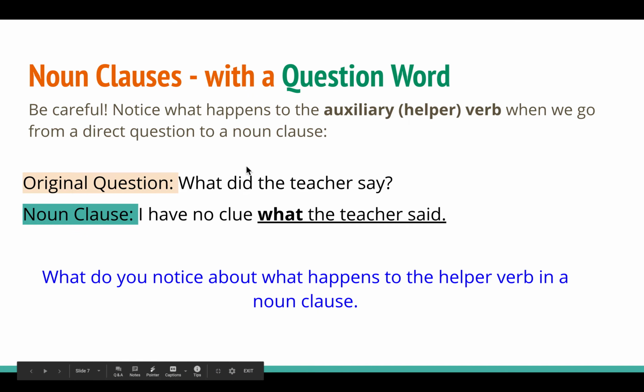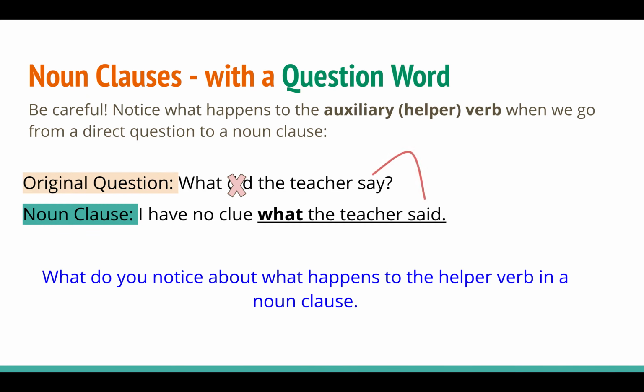So the helper or auxiliary verb here is did, right? It's not the main verb, but the helper verb. Notice what happens when we change from the original question to the noun clause. What do you notice? You can pause the video while you think about it. I'm going to give you the answer right now. Well, the helper verb goes away, right? In an original question, we must have a helper verb if the main verb is not be. But in a noun clause, we do not use the helper verb, right? So it's just going to say, I have no idea what the teacher said.